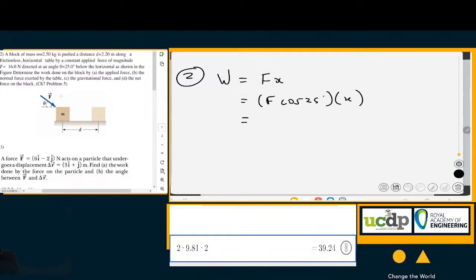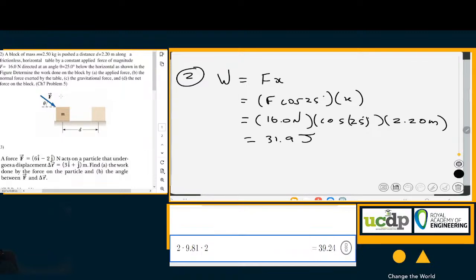which in this case, the force is 16 newtons, cosine of 25 degrees, multiplied by the distance 2.2 meters. The work done is 31.9 joules, the work done on the block by the applied force.